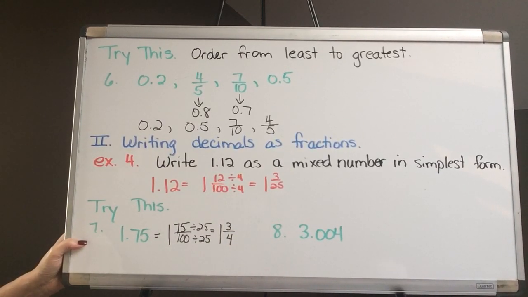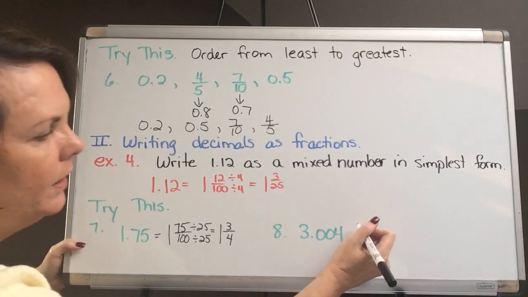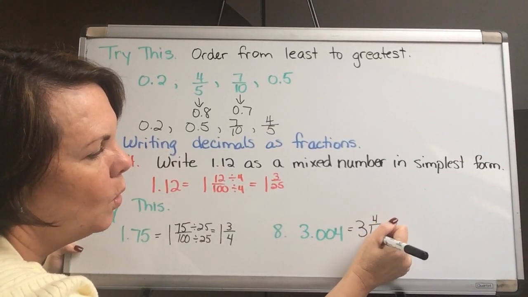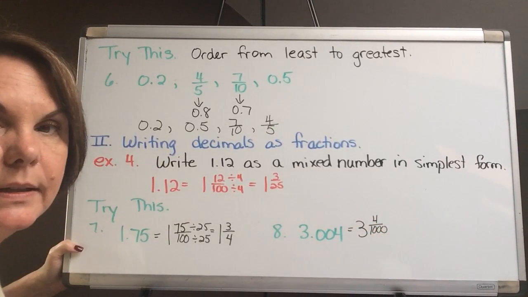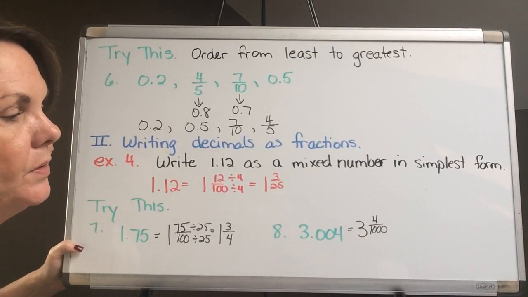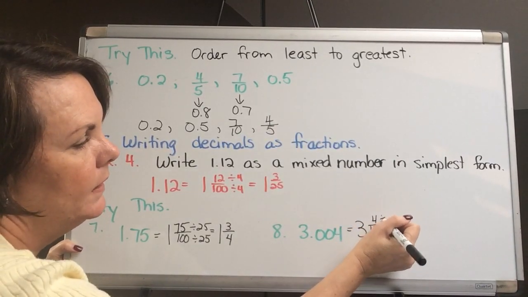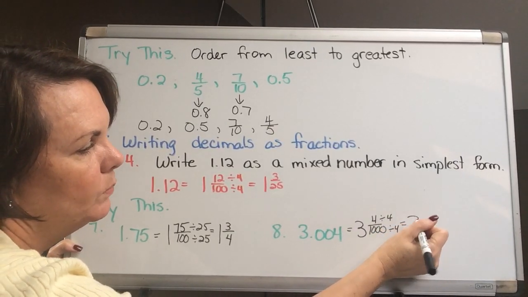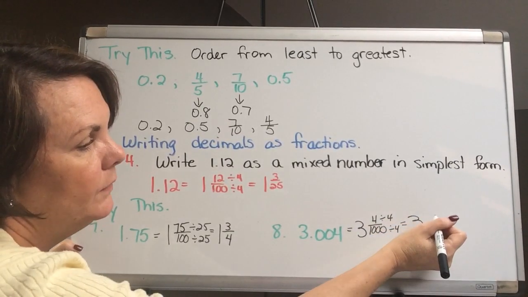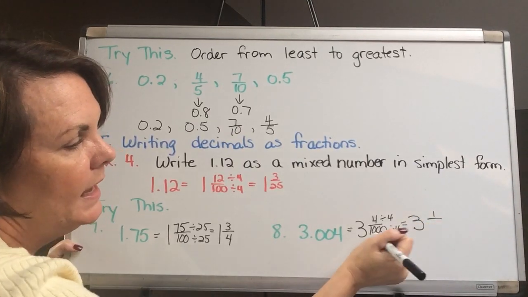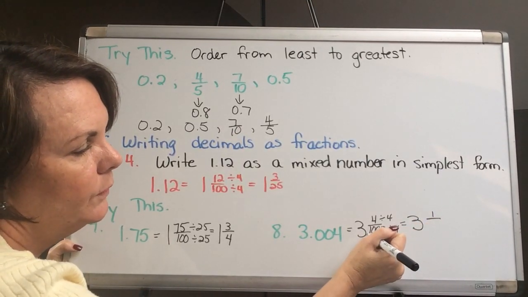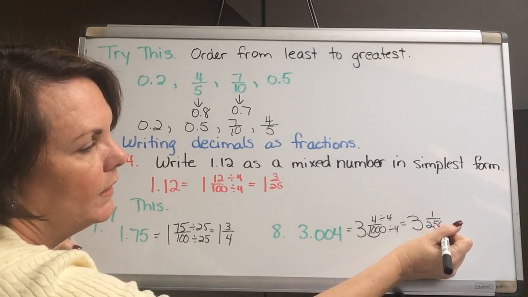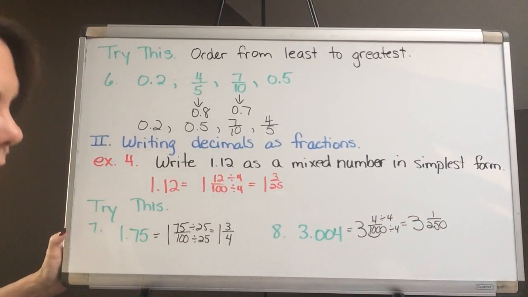And finally, number 8, we have 3 and 4/1000, okay, because that's the thousands place. And I can divide by 4, and that's going to give me, bring over the whole number first, and 4 divided by 4 is 1, and 1,000, 4 can go into 1,000 250 times.